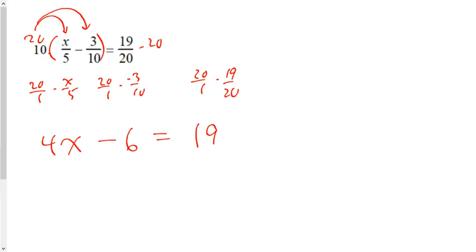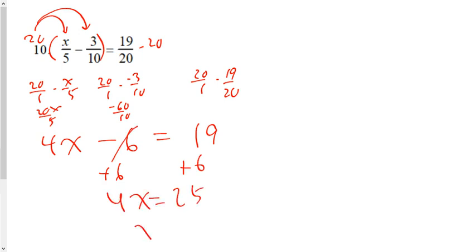So you could either get 20x over 5, which is still 4x, or negative 60 over 10, which is still negative 6, or whatever that works out to be. 400 minus 20 is 380. Once you get that, just add your 6 to both sides. 4x equals 25. Divide both sides by 4, and x will equal 6 1/4, or 25 quarters.